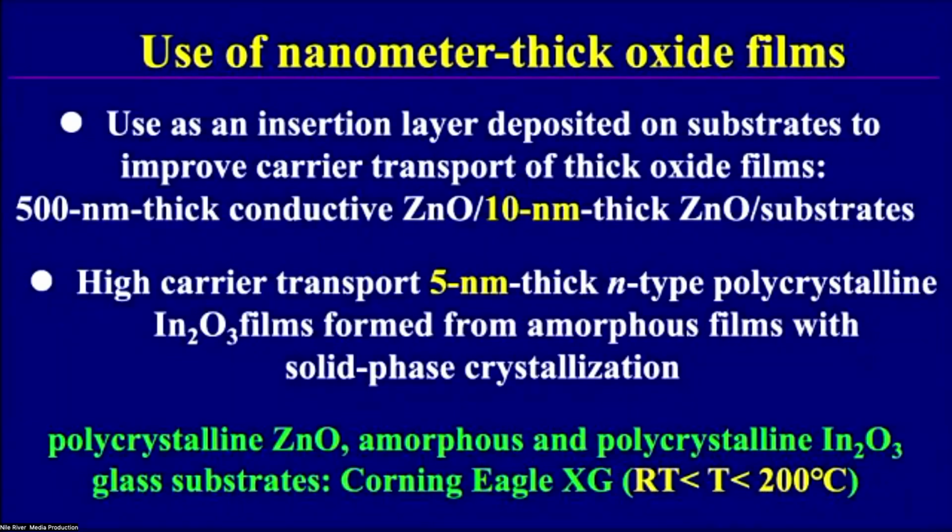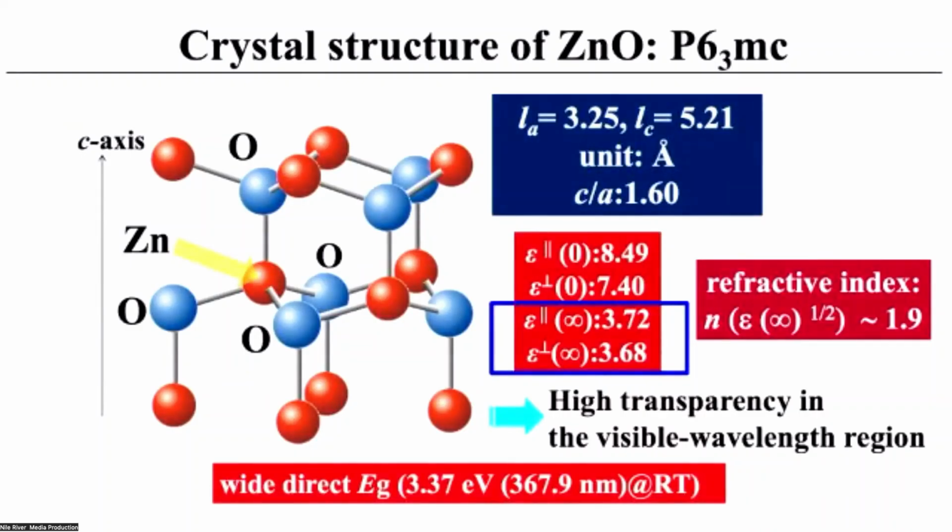And I'd like to move on to the main topics of my talk. Two topics, zinc oxide and indium oxide films, using nanometer-thick oxide films, okay? The first is zinc oxide. Okay, this is a crystal structure with a wurtzite structure. The zinc oxide has small values of refractive index in the visible wavelength region. And then zinc oxide-based thin films show high transparency in the visible wavelengths because of the wide direct band gap of 3.37 electron volt. Okay.